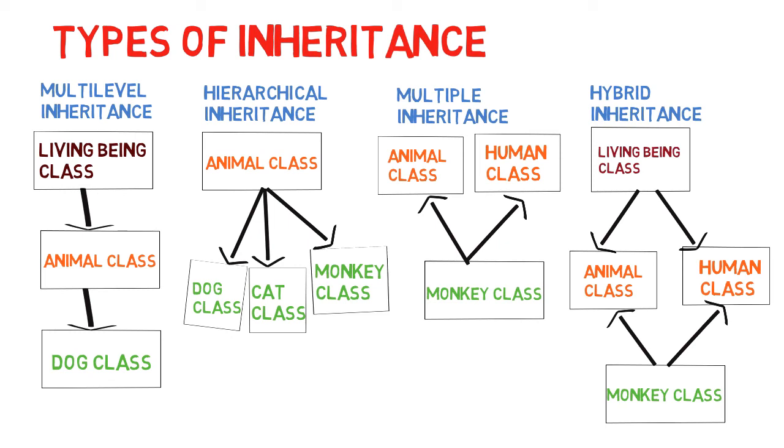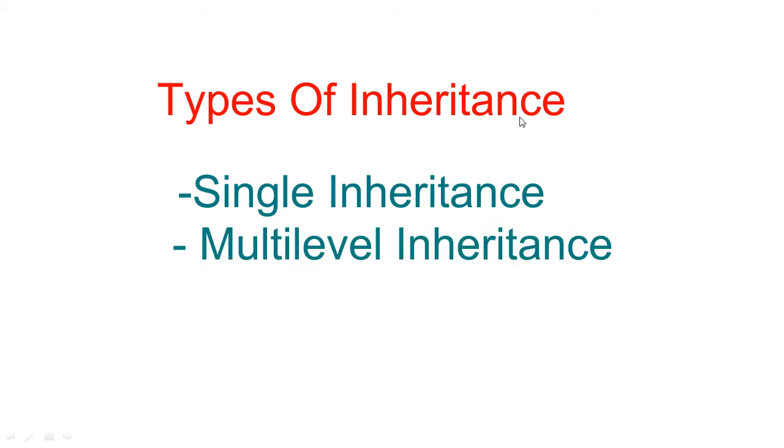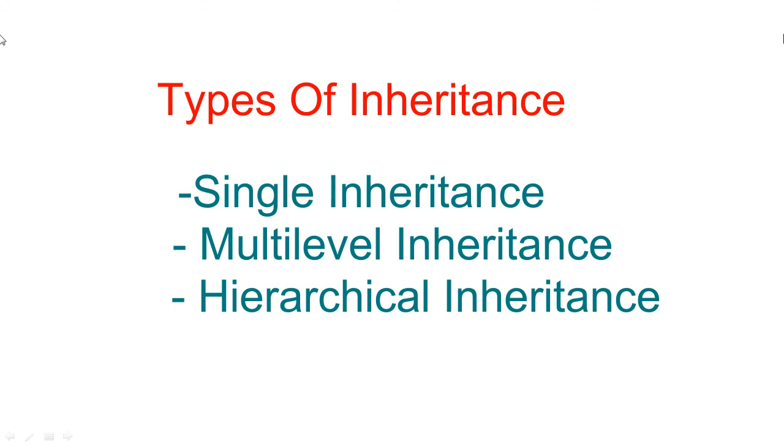So here we have 5 types of inheritance. Let's revise them once. First is single, where we have one parent and one child. Then we have multi-level inheritance, where we have a relation of grandparent, parent and child. So there's one class, let's say A. B class extends from A and then C class is going to extend from B. Then we have hierarchical inheritance, in which one parent can have multiple children. That is, multiple classes are going to extend from one class.